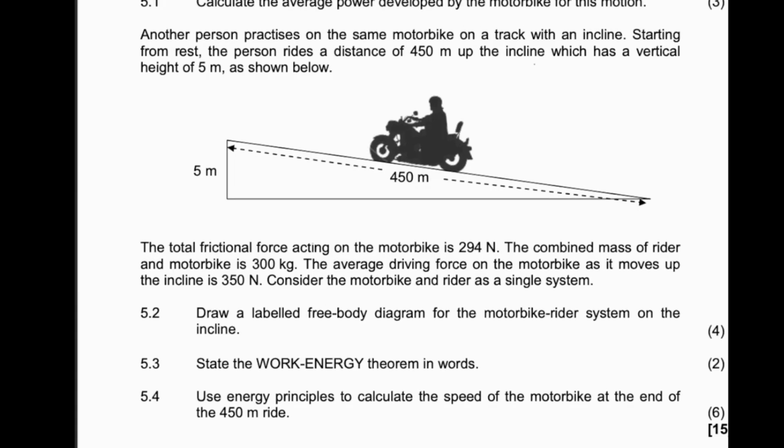Okay, now another person practices the same motorbike on a track with an incline, starting from rest, and the person rides a distance of 450 meters up the incline, which has a vertical height of 5 meters.